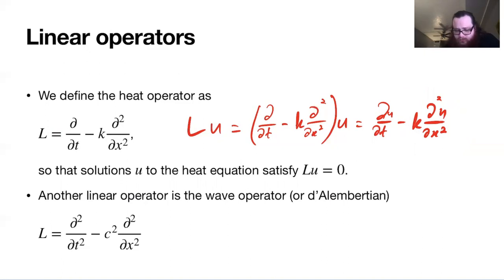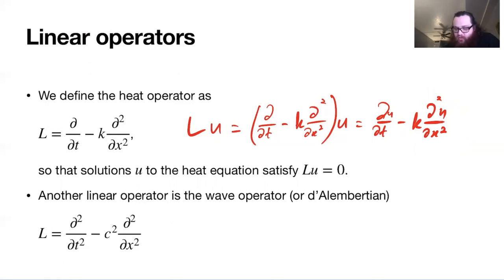So that's one example. Another example is what we'll call the wave operator, or sometimes in physics and other literature, you'll see it called the D'Alembertian. We'll call it the wave operator.